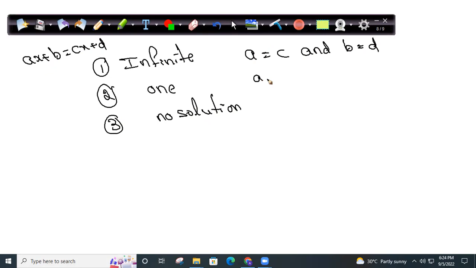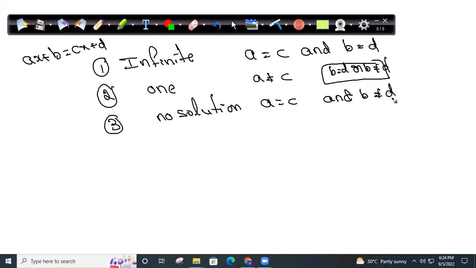One solution: a should not be equal to c. Nothing to worry about b; b can be equal to d or b cannot be equal to d. Either case works. No solution: a is equal to c and b is not equal to d. You should have such clarity in your mind. The moment you have clarity, one question is 100% in your pocket. You'll be able to happily do that question.